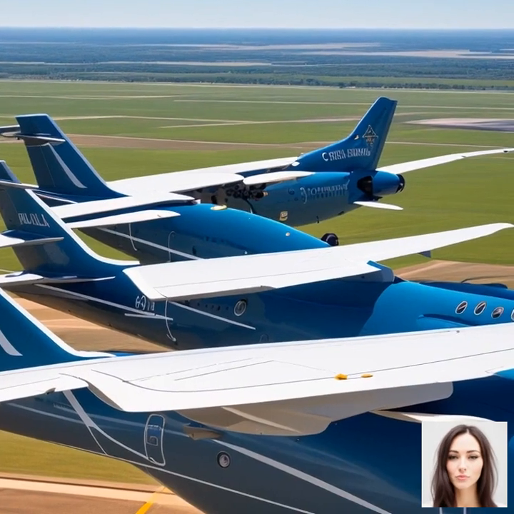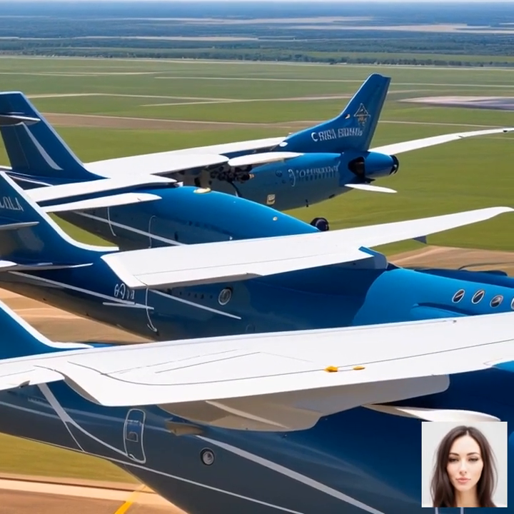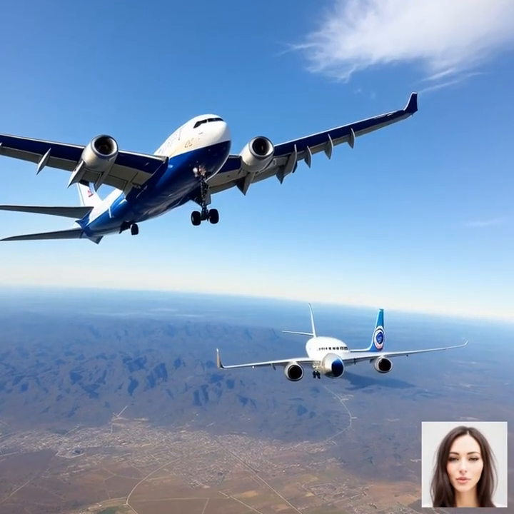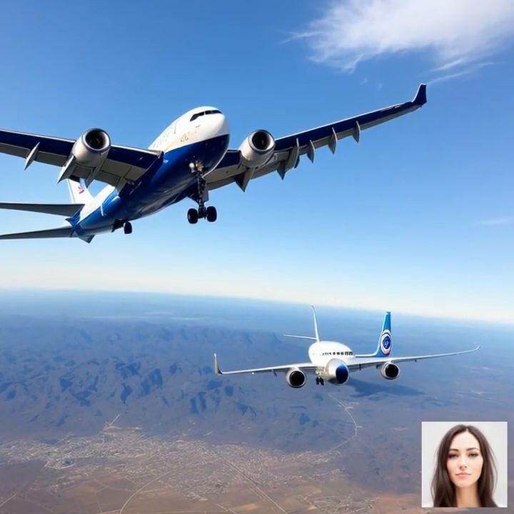Finally, let's investigate the role of aircraft control surfaces, such as ailerons, elevators, and rudders, which are crucial components that allow pilots to manipulate the forces of lift, drag, and thrust to steer and stabilize the airplane during flight.